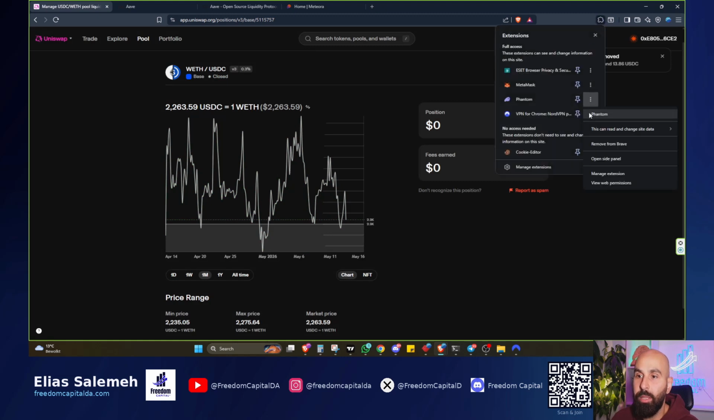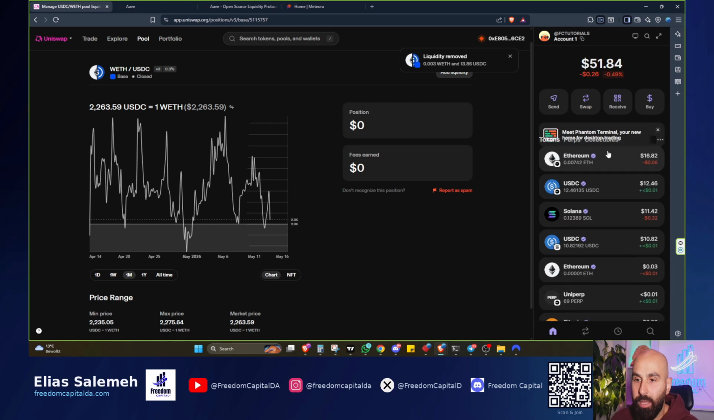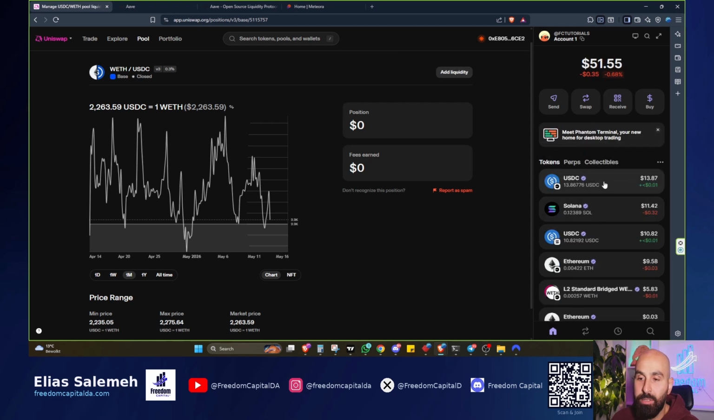If I open my wallet right now, I can again see the tokens available in my wallet. So this is how you basically deploy liquidity into decentralized finance, specifically on Ethereum.